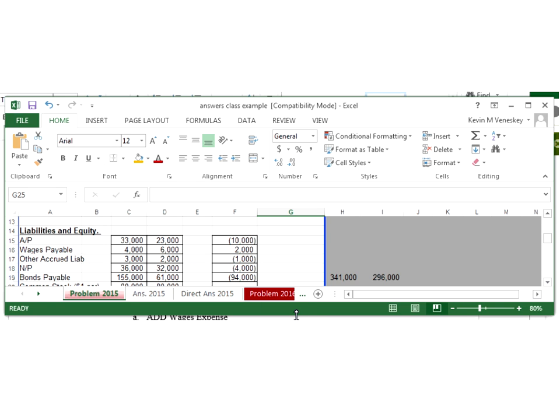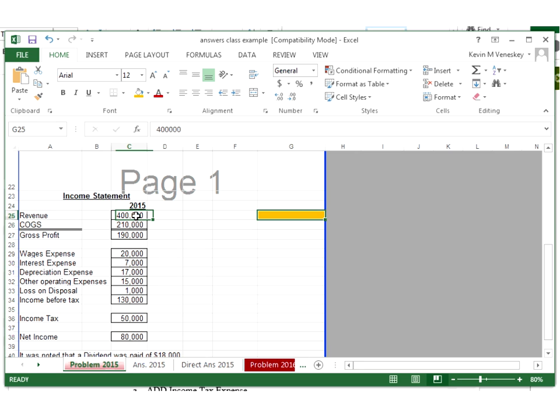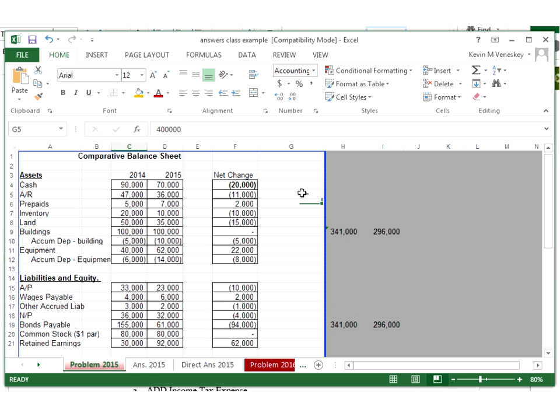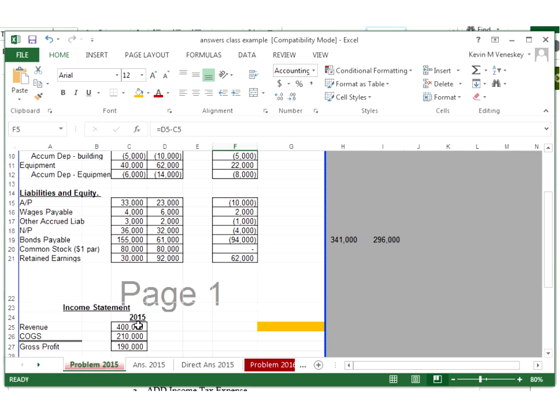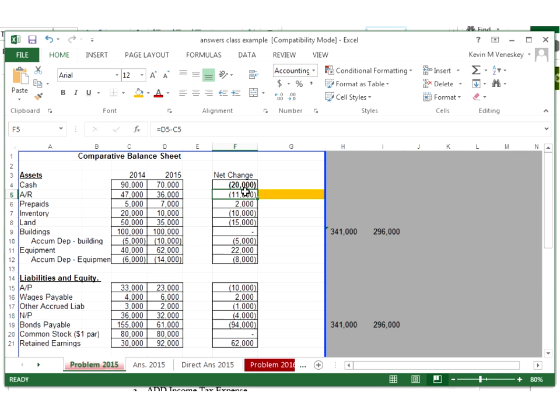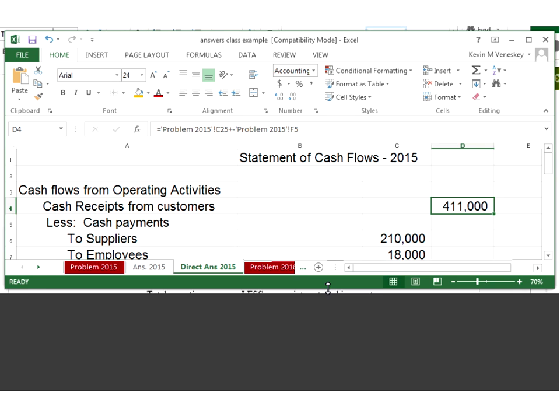So where I get that: the 400,000 coming in from revenue, and then the other part, looking back up to your notes, is to look at the AR difference. AR went down by 11,000. If the accounts receivable goes down, that means I'm collecting more money. So that's why my cash from customers is 400 plus this difference of 11,000. With my AR going down, I'm getting more money. So that's the 411,000.